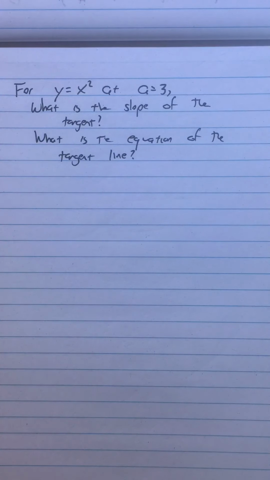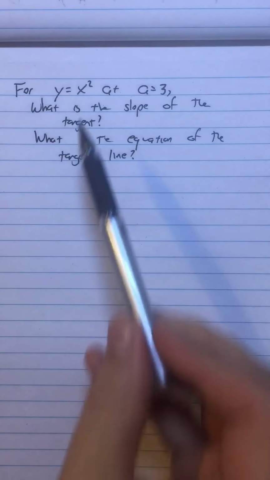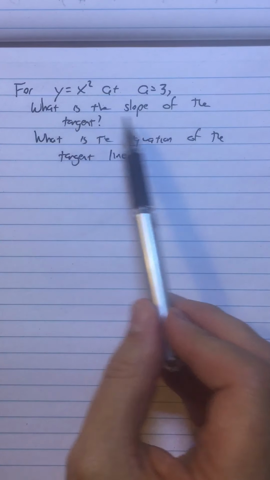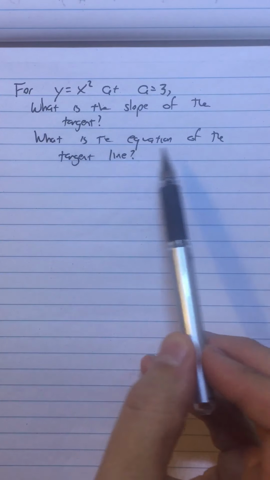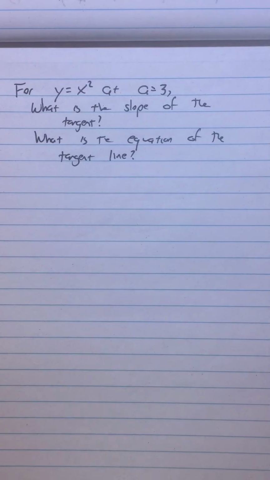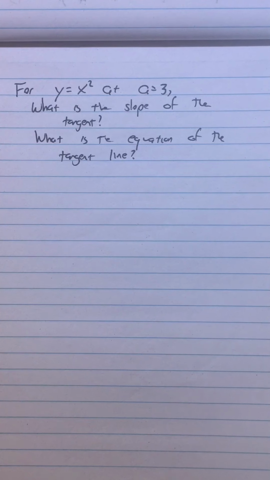So now here's one for you to do. For y equals x squared, same function, but now we're going to go to a equals 3. What is the slope of the tangent? What is the equation of the tangent line? Review the last video if you need to, and try to do that on your own. Pause the video and try to do it on your own right now.